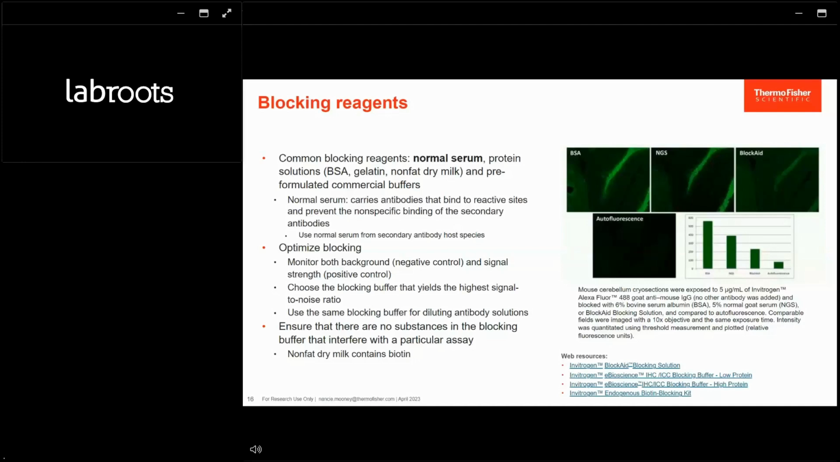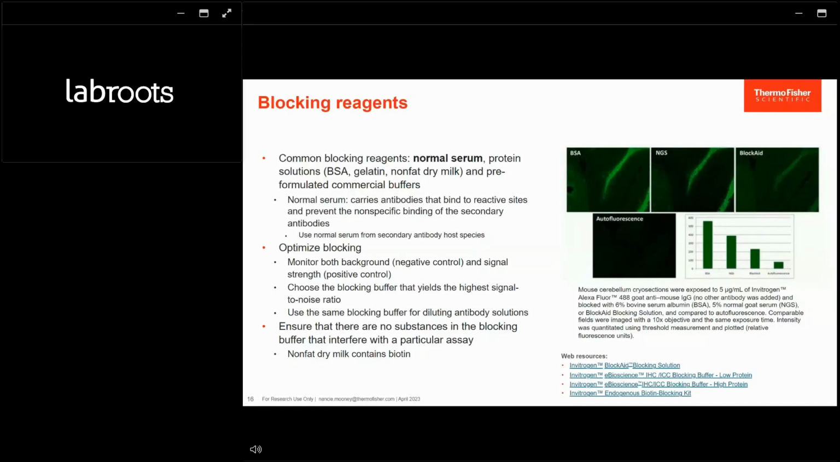It is important to optimize these blocking steps by using positive and negative controls so you can monitor both the background as well as your signal strength. And then you can choose a blocking buffer that yields the highest signal to noise ratio. You can also use the same blocking buffer to dilute your antibody solutions.